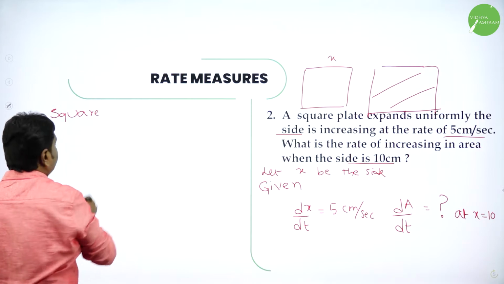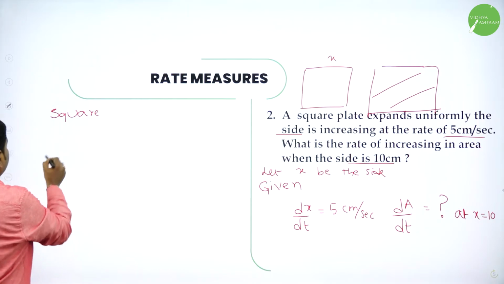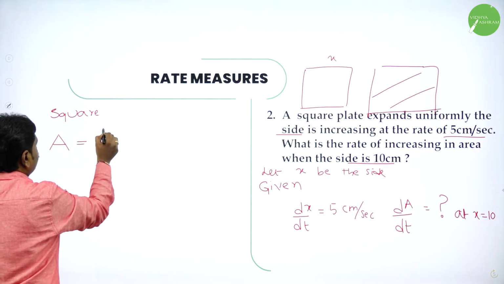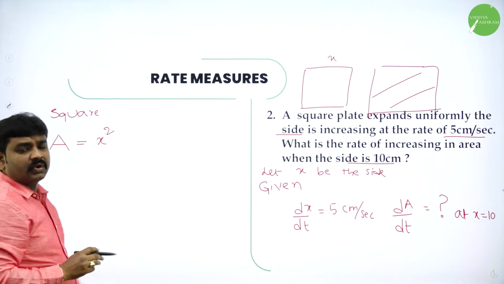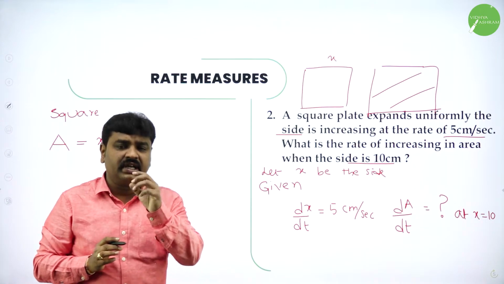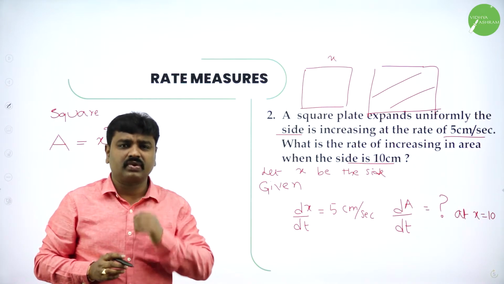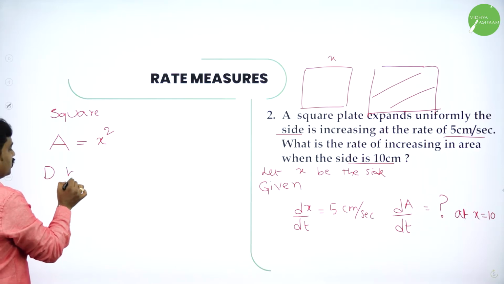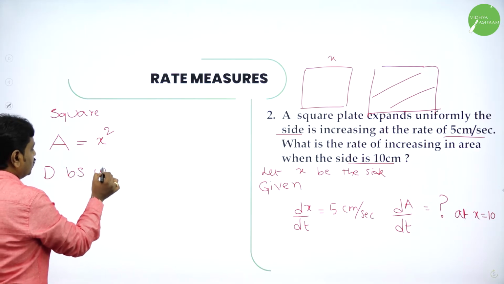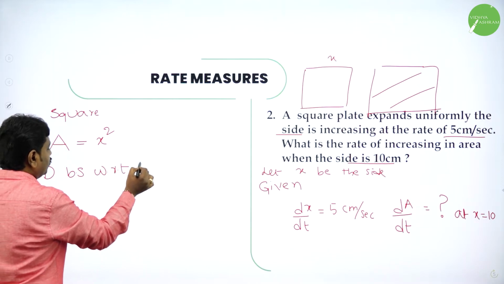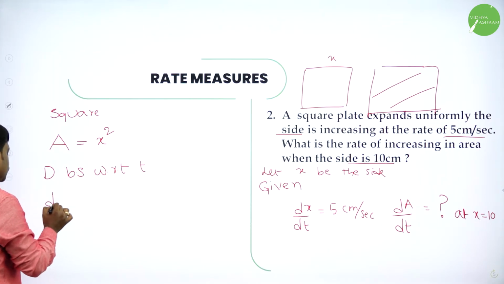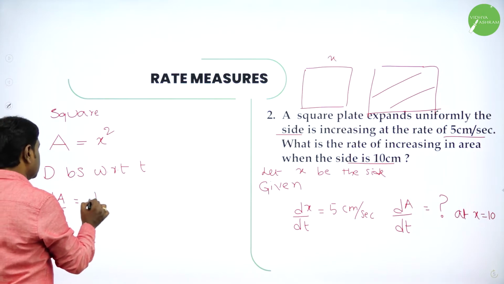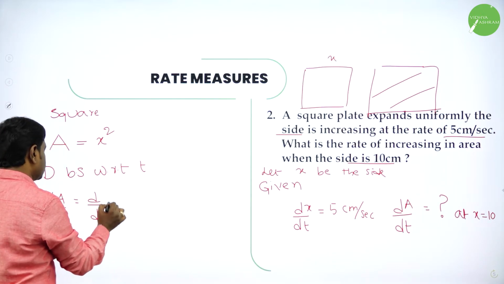All of you know what is area of square. Area of square is side square. Side is x, so x square. This they don't give, you should know. Side into side, that is here x into x, x square. Now increase or decrease means rate of change. So differentiate both the sides with respect to t. LHS becomes d by dt of A and RHS becomes d by dt of x square.